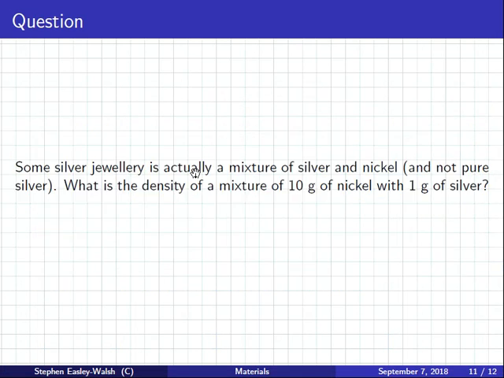Okay. Right. Here is one I want you to try. Some silver jewellery is a mixture of silver and nickel. So if you have jewellery, sometimes it's not silver, it's just a mix of silver and nickel, to make it cheaper. So for example, maybe you have 10 grams of nickel and 1 gram of silver, and you mix the two together. Do you understand? My question is, what is the density when you mix 10 grams of nickel with 1 gram of silver? See if you can work this out.